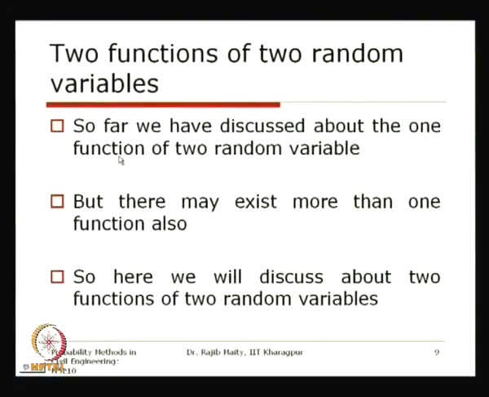So, our motivation here is that we have discussed one function so far out of two random variables, but there may exist more than one function also. Here we will discuss two functions of two random variables, and gradually we will take this same concept to m functions out of n random variables. That will be the general case.